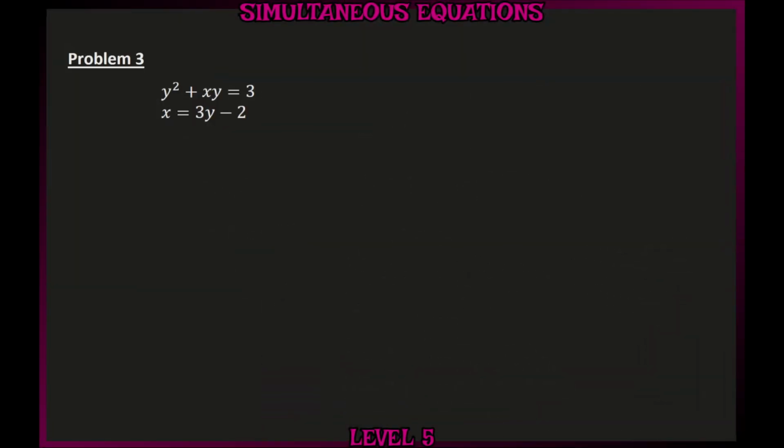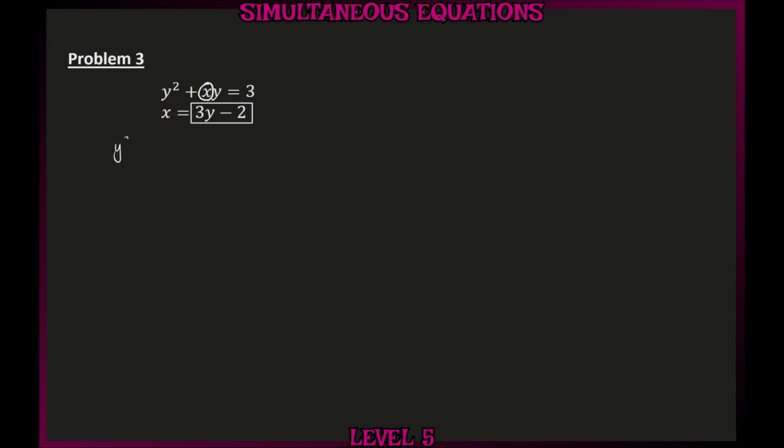In problem 3, we're solving y squared plus xy equals 3 and x equals 3y minus 2. Now again, we have a nonlinear and a linear equation here, so we're going to solve these by substitution. So I'm going to go to the simpler equation, which is the linear one, and I'm going to take 3y minus 2 from here, and since I know this is equal to x, I'm going to replace the x in the first equation with 3y minus 2.